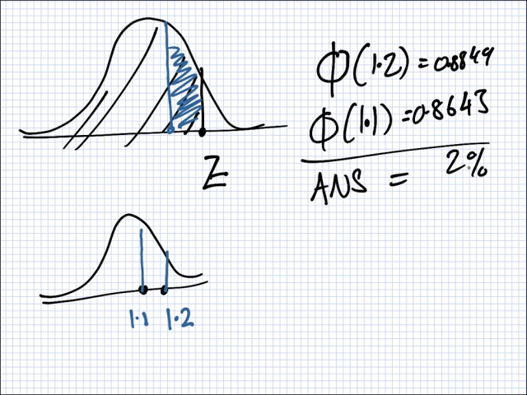You can use the calculator to check your answer, but in the exam they want you to use the formula book. Let me give you one to try. What is the probability that Z will be between 1 and, let's say, 1.51?